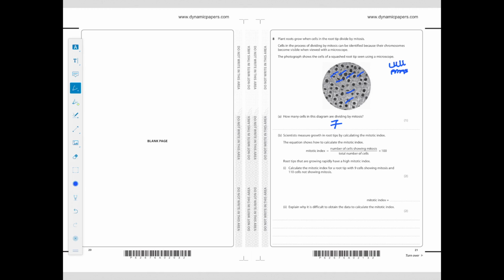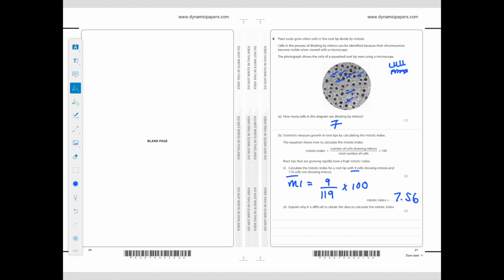Be very careful, this looks easy and it is easy, but make sure you're reading the question properly. So mitotic index is the number of cells showing mitosis, which we know is 9, over the total number of cells. So that's 9 plus 110, which is 119, times by 100. And when you put that into your calculator, you'll get a value which is 7.56.